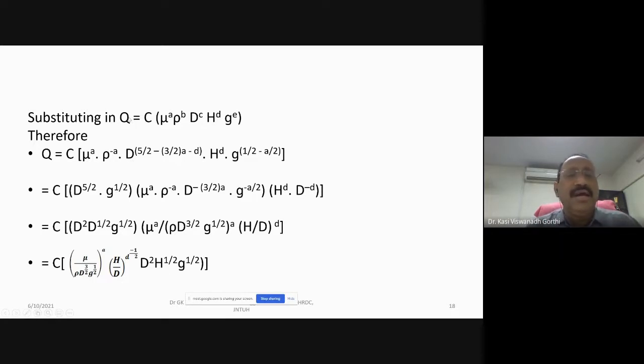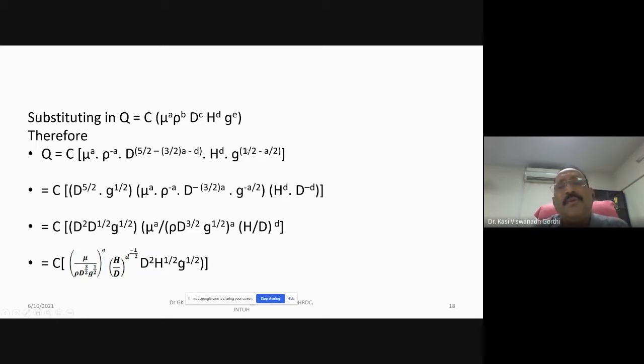For example, if I have mu to the power a, rho to the power minus a, d to the power 5 by 2 into d to the power minus 3 by 2 a into d to the power minus d, separate out. Separate out for all the exponent powers. Then try to group them together. What I have done here, d to the power 5 by 2 does not contain any exponent variable, so brought to one place.